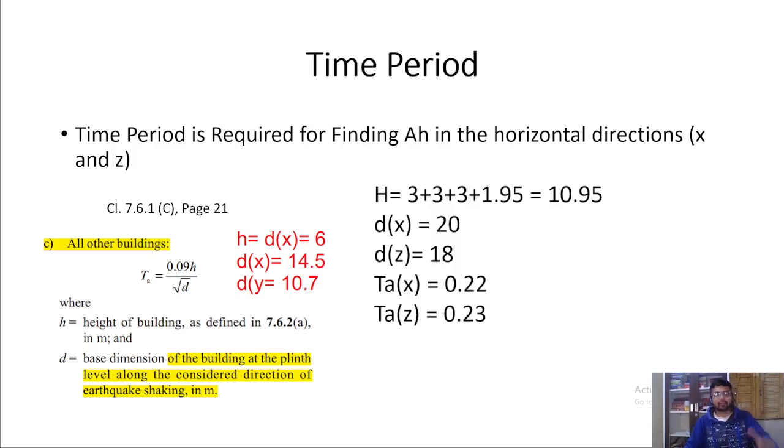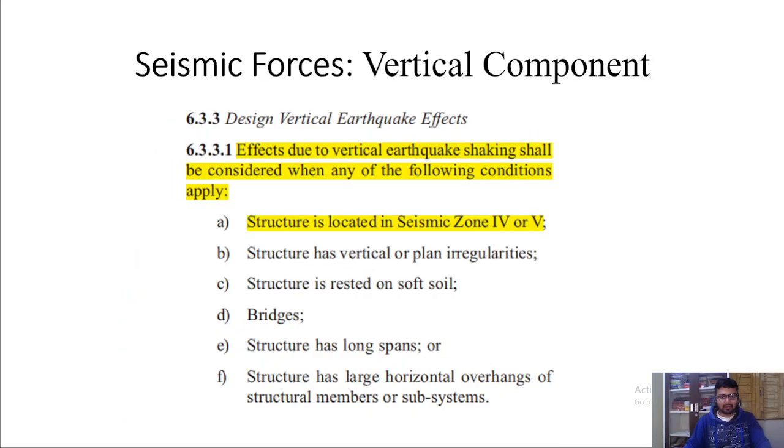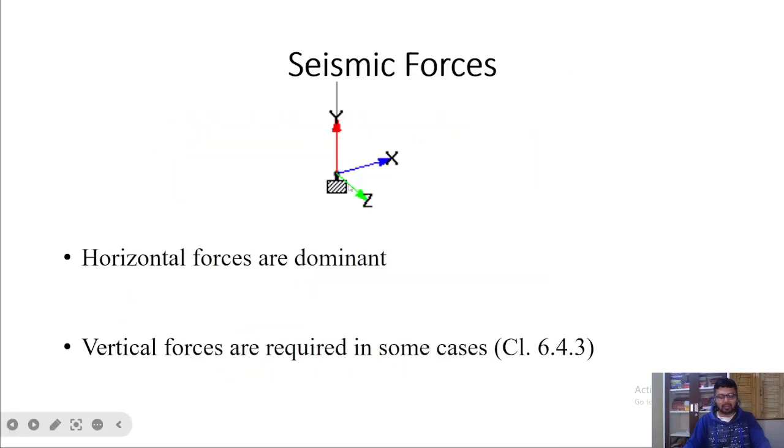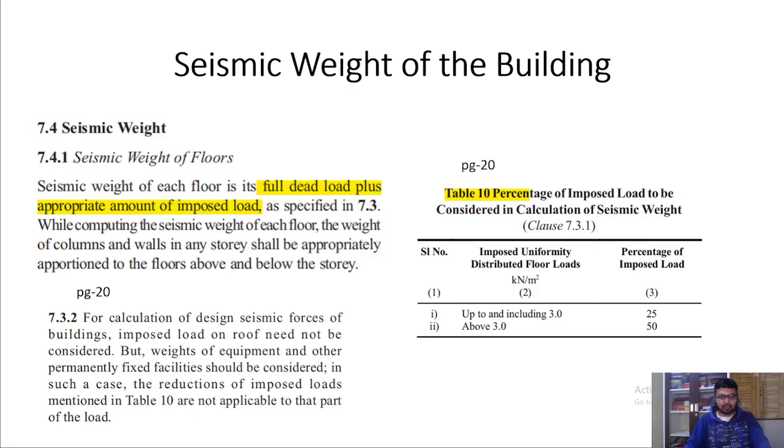Okay, so time period is required for finding AH in the horizontal directions X and Z. So now let's talk about X and Z first. X and Z axes in STAAD.Pro, as you can relate to in this first slide. You can see X and Z in STAAD.Pro are the horizontal axes, and the vertical axis is Y in STAAD.Pro. By default, you can change that, by the way, but by default X and Z are the horizontal axes and Y is the vertical axis.